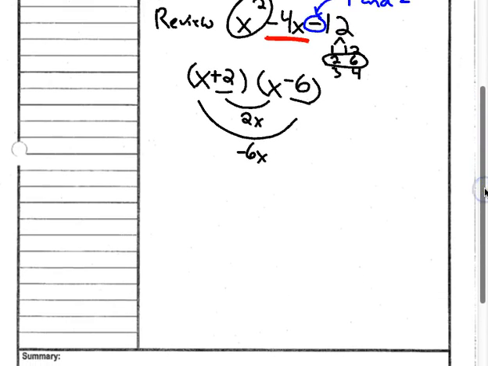So now that's a review. That's the type of factoring that we already did. Now let's talk about the new side of this, when our a value is something other than 1.